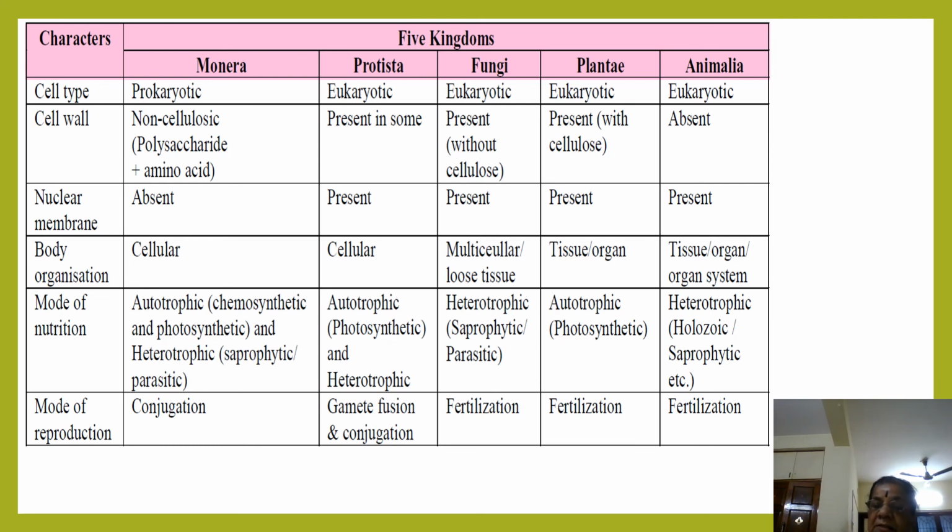Are you clear? Then kingdom Plantae: multicellular algae, bryophyte, pteridophyte, gymnosperm, angiosperm. We studied these here before. We study these separately; I have said in the previous parts 1, 2, 3. I hope you could recollect this. Multicellular algae, bryophyte, pteridophyte, gymnosperm and angiosperm, right?